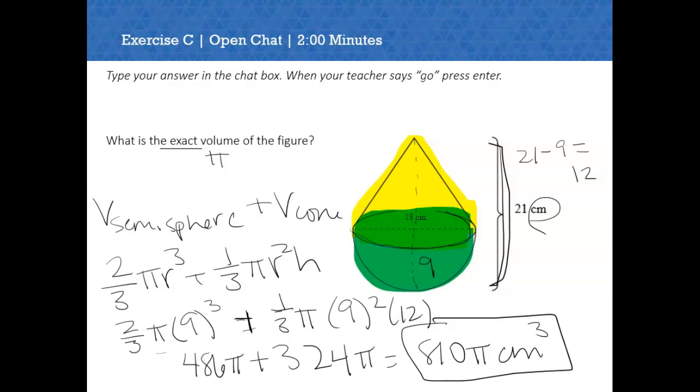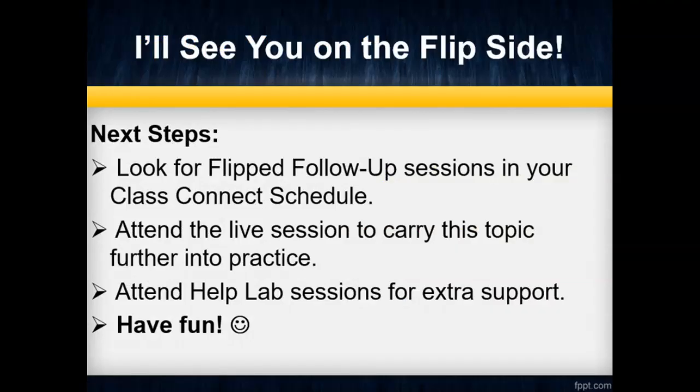There's one additional problem that we'll go through in the flipped follow-up session that is actually where we subtract, or we take out a shape within a shape. So look for that on your Class Connect. For the flipped follow-up, you can also attend the Help Lab for more help on these problems.